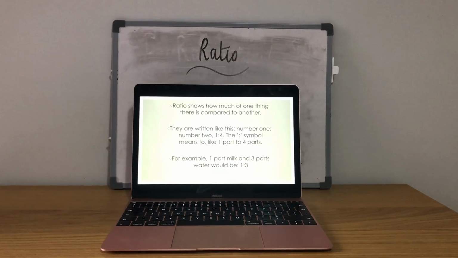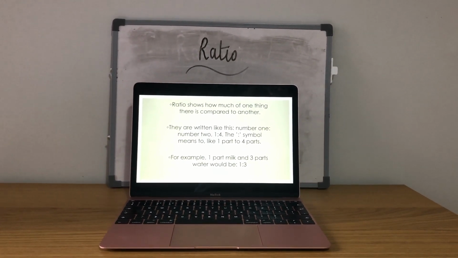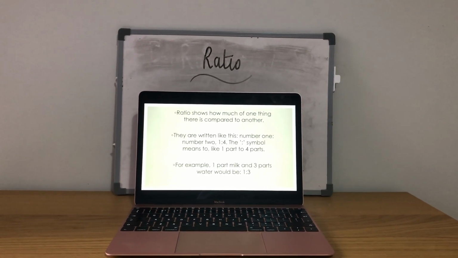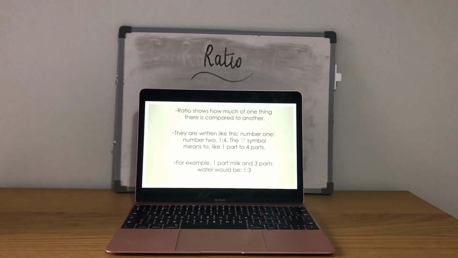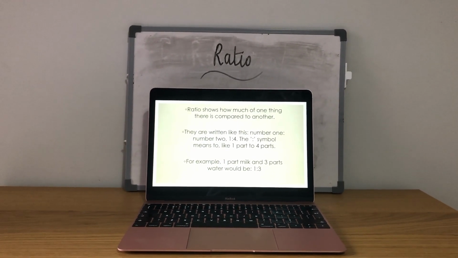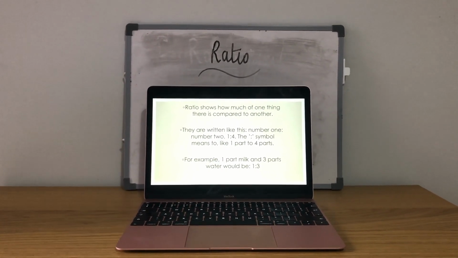The third point on the slide is talking about milk and water. Let's say we are making a cup of tea and you need to mix 1 part milk and 3 parts water to make the cup of tea. The ratio of the milk to water will be 1 part to 3 parts, or 1 to 3.